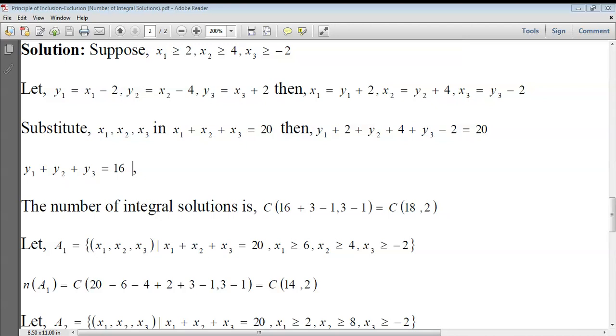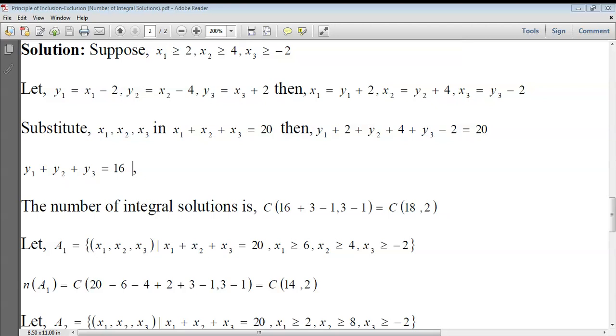3 will be the number of y's and 20 will be the RHS of x1 plus x2 plus x3 equals 20. 6 is the RHS of x1, 4 is the RHS of x2 and -2 is the RHS of x3. It will be 14C2.